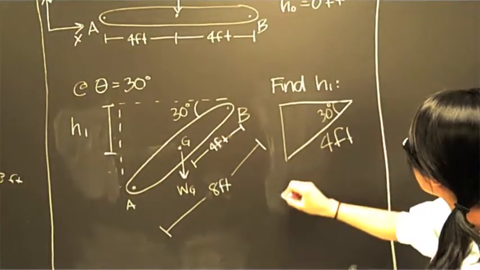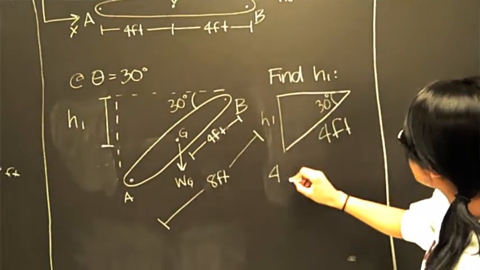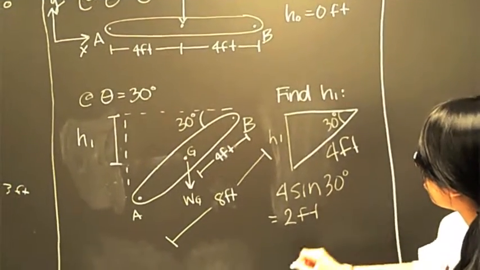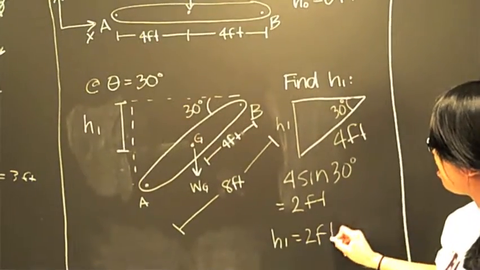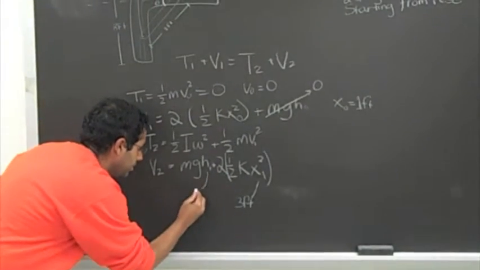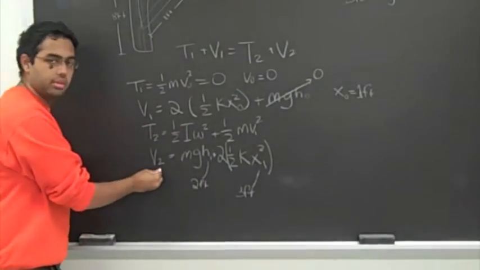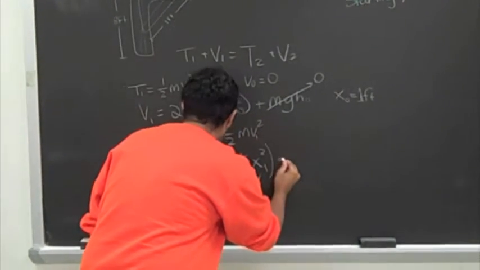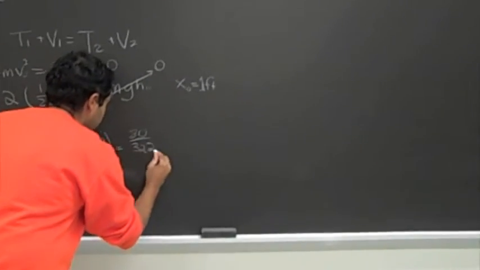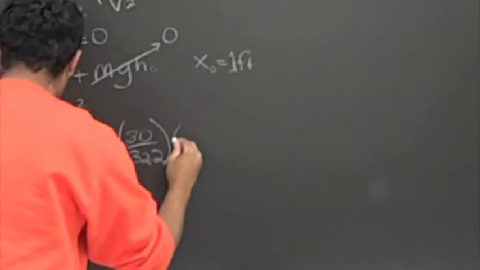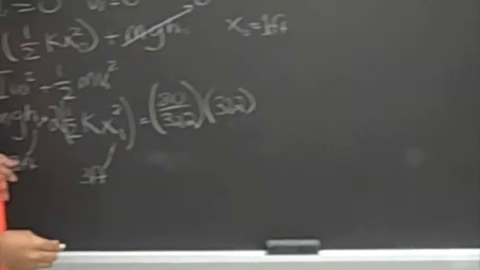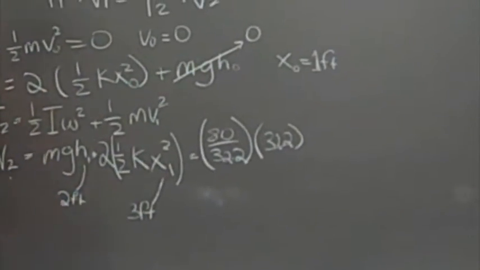And so using trigonometry, we can conclude that this length, h1, right here, is 4 sine 30 equals 2 feet. So h1 equals 2 feet. So now that we have h1, which comes out to be 2 feet, we can complete the v2 expression, which comes out to be mass, which is 80 over 32.2, times gravity, which is 30, times height 1, or height at the second state, which is 2 feet.